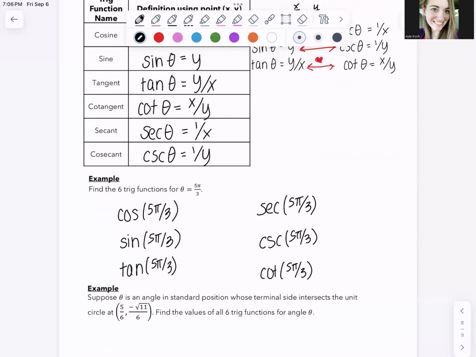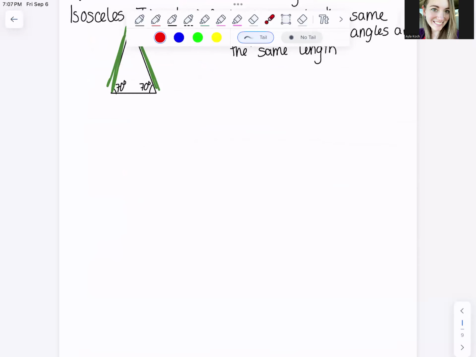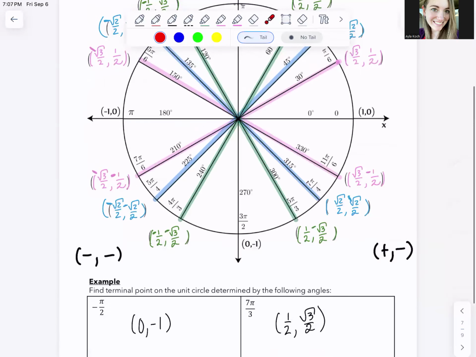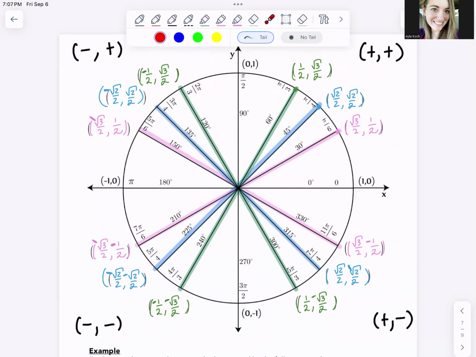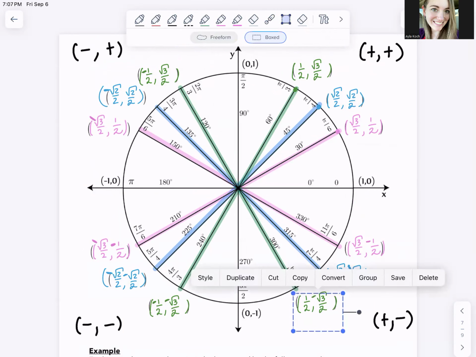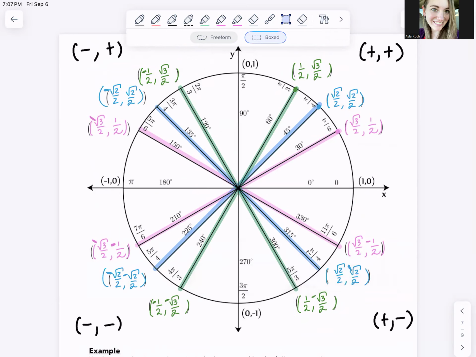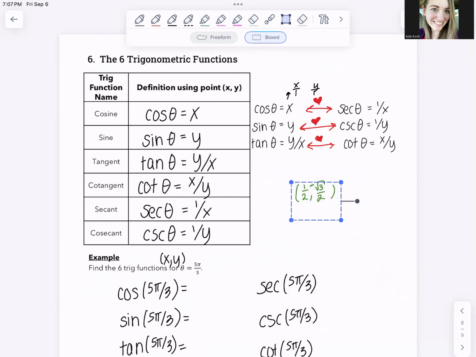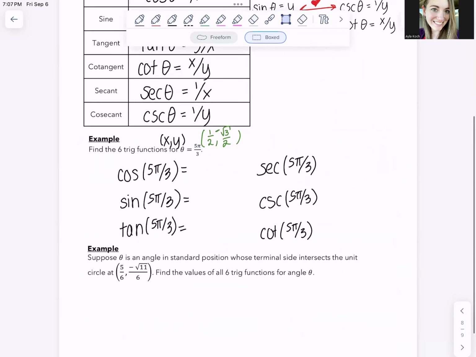So here's the easy part. We can do this real easy. We need to find the coordinate point x comma y for the angle 5 pi over 3. So I'm going back to that unit circle we did in an earlier video. And there it is right there. Copy, paste. It's the point 1/2, negative root 3 over 2.